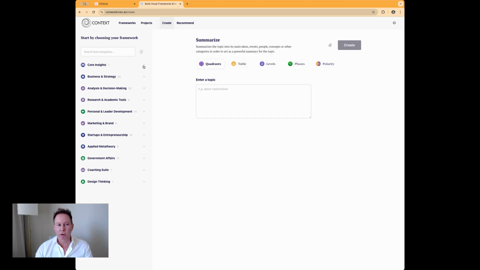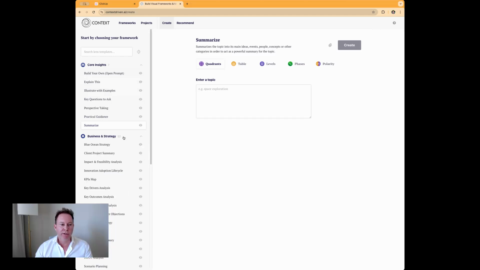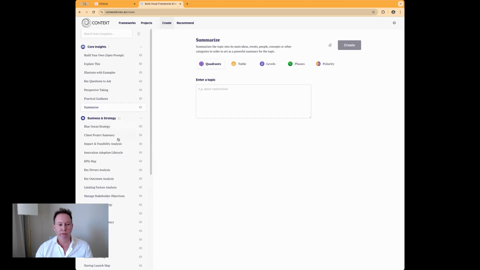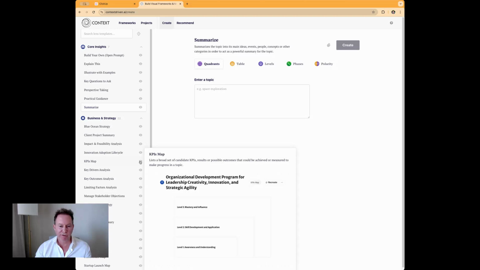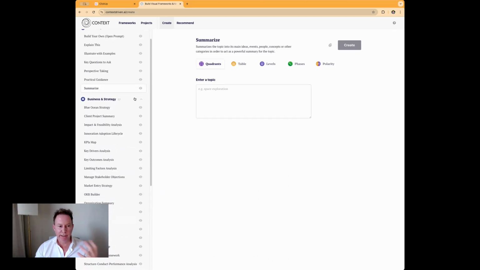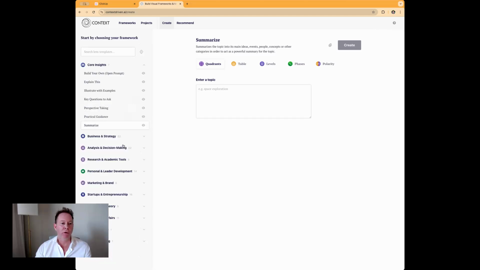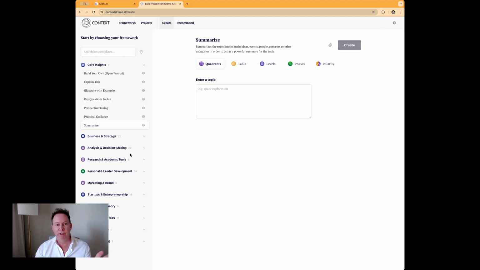So remember what a framework does. A framework is a mental model, and it's basically something you're trying to achieve by looking at something in a particular way. If I'm in my business and strategy bucket, I could look at an innovation adoption life cycle. That's a mental model that some people use. You could look at a KPIs map, key performance indicators, product roadmap, SWOT analysis. These are all pretty well-known things that you can do. There's research and academic tools, et cetera. So tons of mental models.